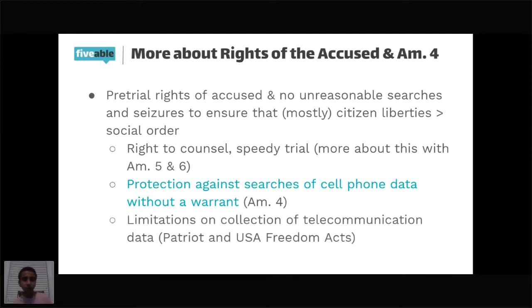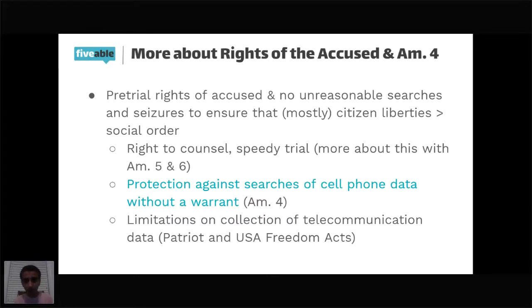Another example that we're going to go over with the USA Freedom and Patriot Acts is limitations on the collection of telecommunication data. So this is companies or the government collecting your phone data, like your phone records, your voicemails, stuff like that. Many people think that goes against the 4th Amendment because that's an unreasonable search and seizure of your property, because your phone calls, what you say to other people, is technically your property. So the government collecting those without probable cause can be controversial in terms of the 4th Amendment.